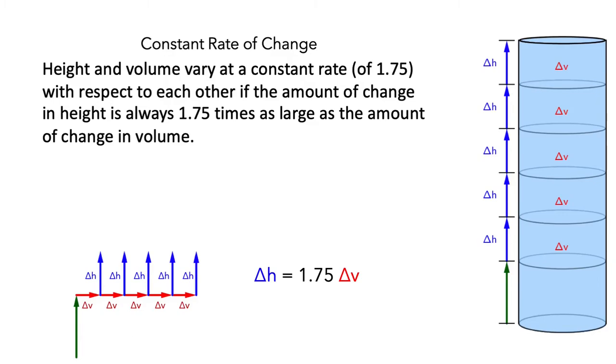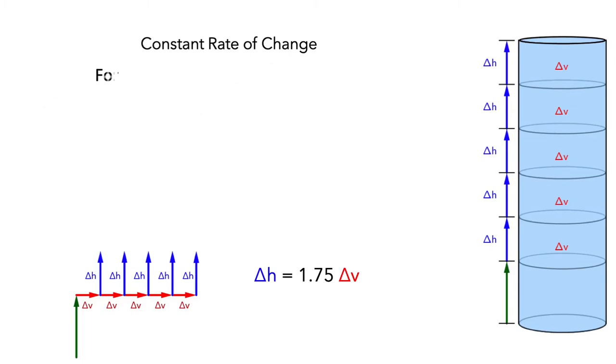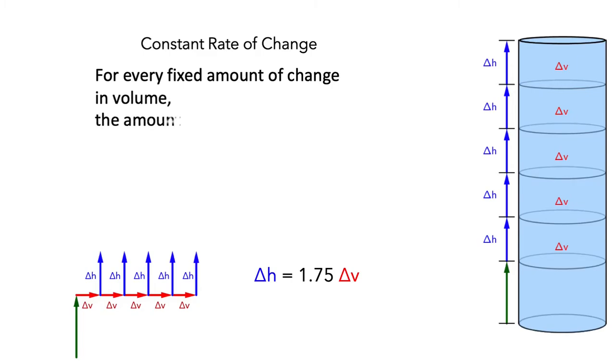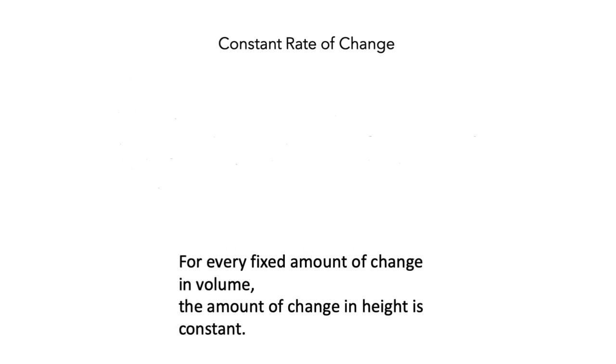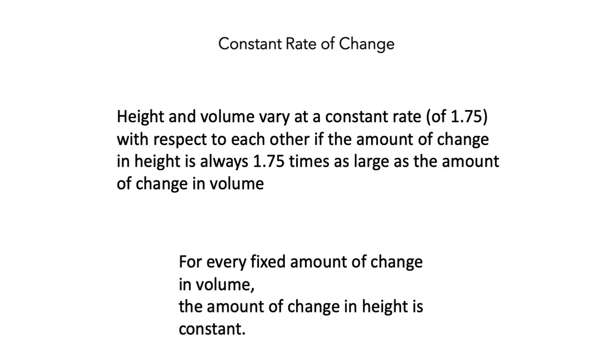So a consequence of our definition of constant rate of change is for every fixed amount of change in volume, the amount of change in height is constant. So now we have two ways to think about what it means for the height of the water to change at a constant rate with respect to volume of added water.